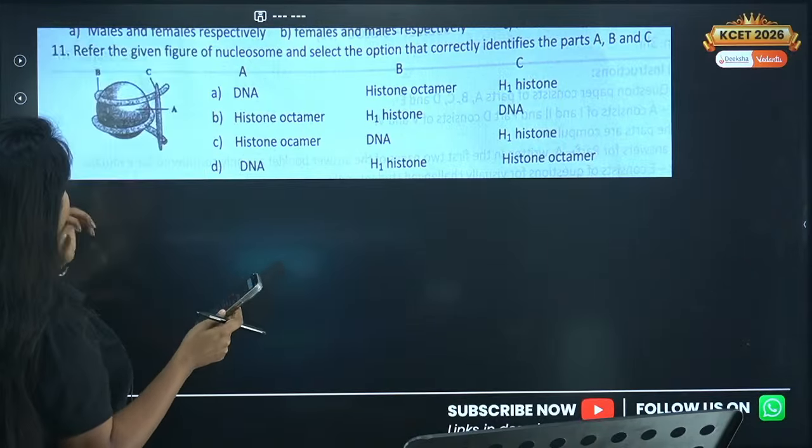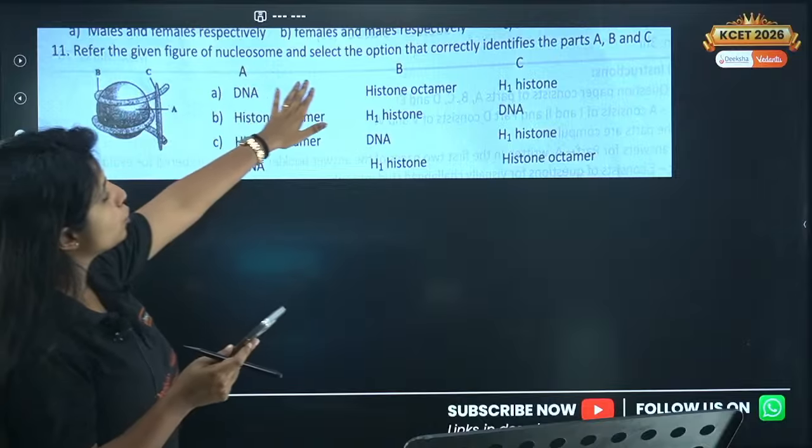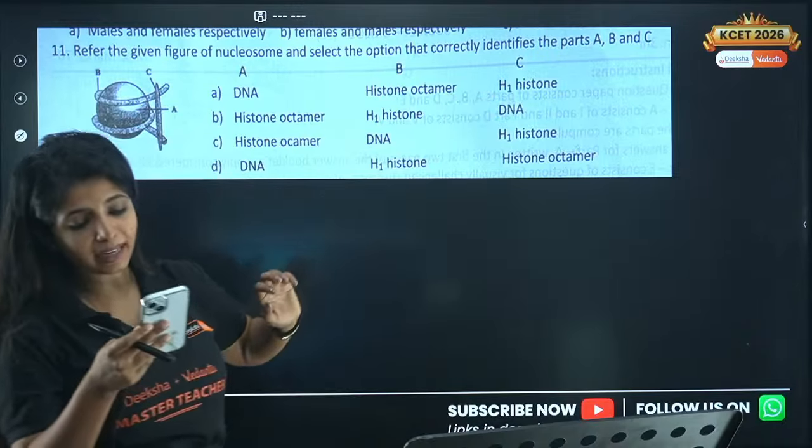Now next question, histone octamer. So refer to the given figure of the nucleosome and select the option that correctly identifies parts A, B and C.